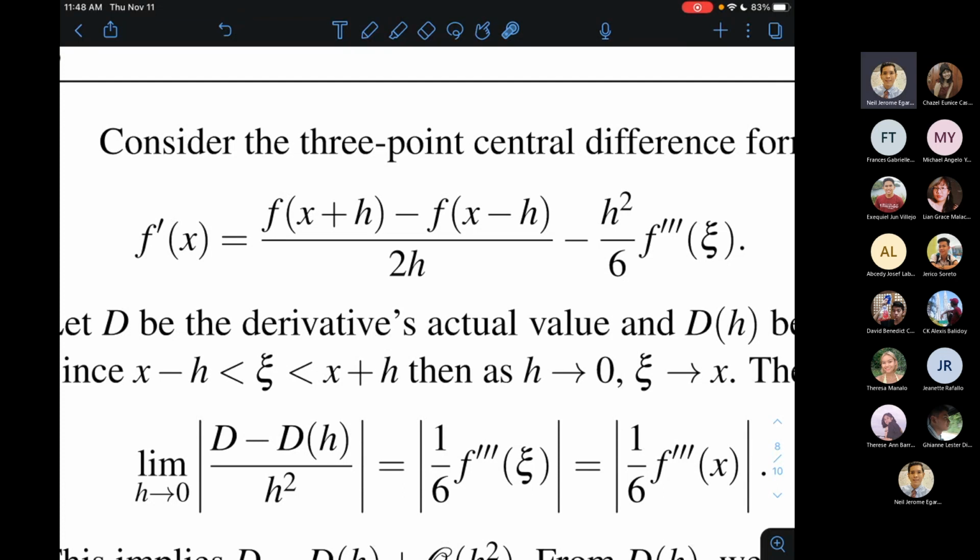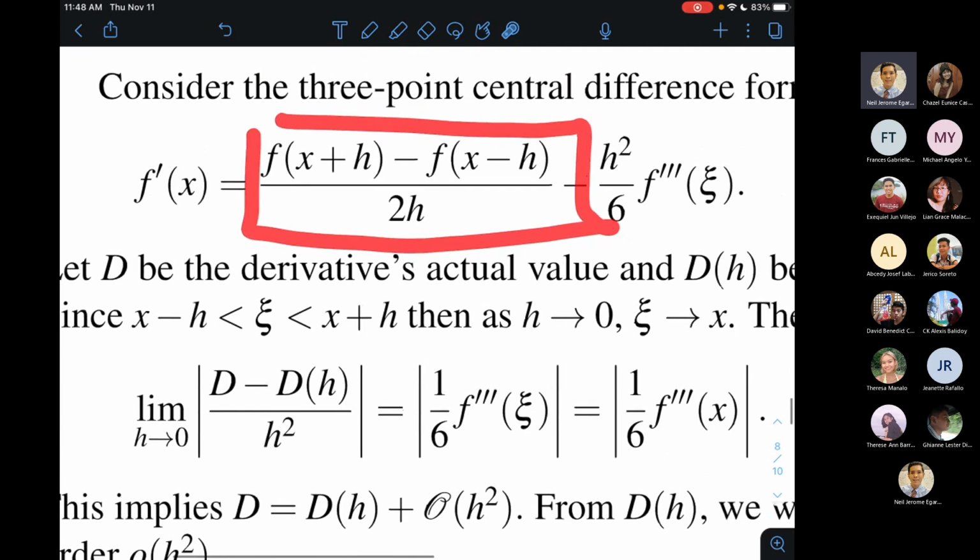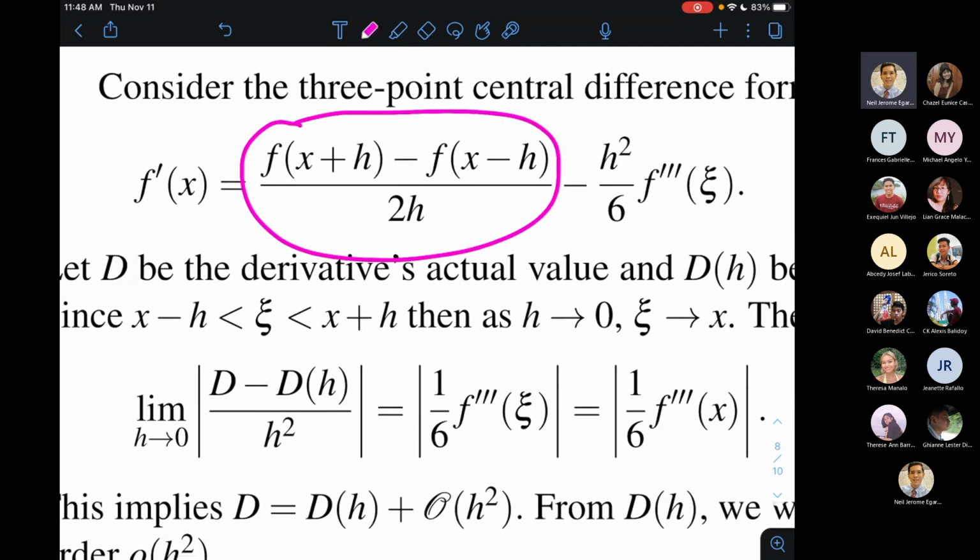Okay. Now, pag kinonsider natin tong formula na to, right? So si D yung actual derivative, si D of H ay ito. Okay, so maybe I should encircle that. Ito si D of H kasi siya yung estimate natin para kay D obtained by using step size H. Function siya ni H kasi si H ay involved dito. Remember, si X dito ay fixed kung saan natin gustong i-approximate yung derivative. Okay? So this is our D of H.